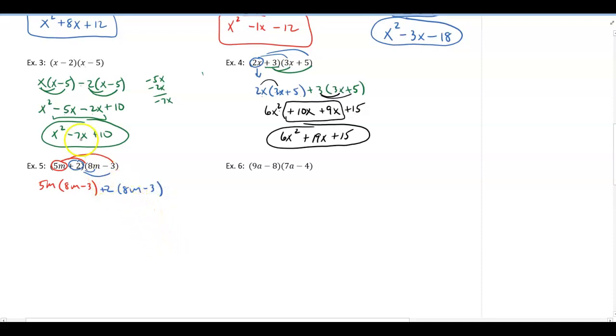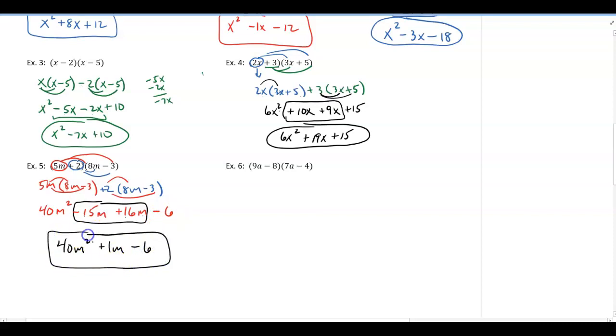So when I distribute the 5m, 5m times 8m, 5 times 8 is 40. M times m would be m squared. 5m times negative 3 is going to give me minus 15m. 2 times 8m would be plus 16m. 2 times negative 3 would be minus 6. And when I go ahead and combine like terms in the middle, bring down I have 40m squared. Negative 15m plus 16m is going to give me plus 1m, and then minus 6. And I'm done here.